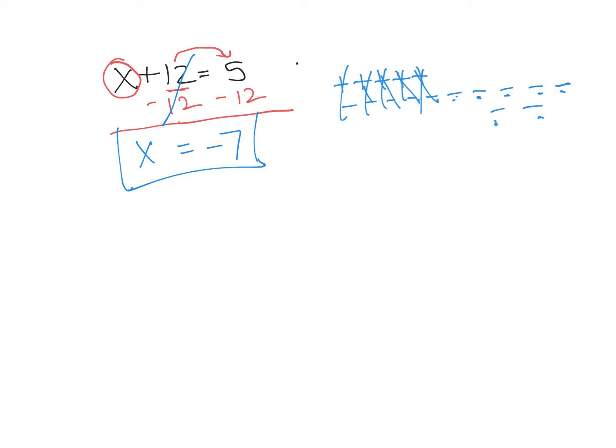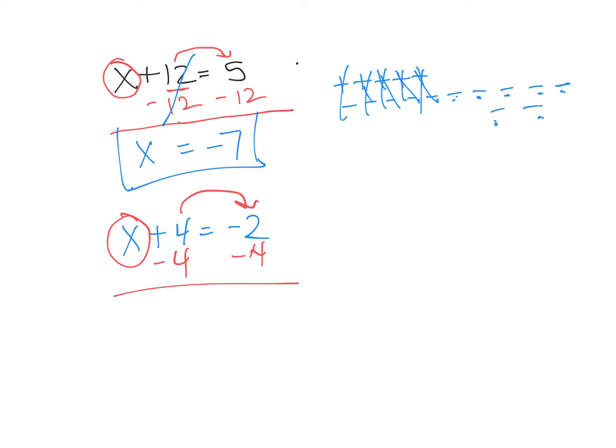Okay, let's look at another example. Let's say I have x plus 4 equals negative 2. Again, I'm going to circle that variable. I want to go from the outside in. So I need to push this 4 over to the other side of the equal sign. That means I'm going to subtract it. That's the inverse of addition, which is subtraction. And I'm going to put a negative 4 on the other side of the equal sign. We have to keep it on both sides.